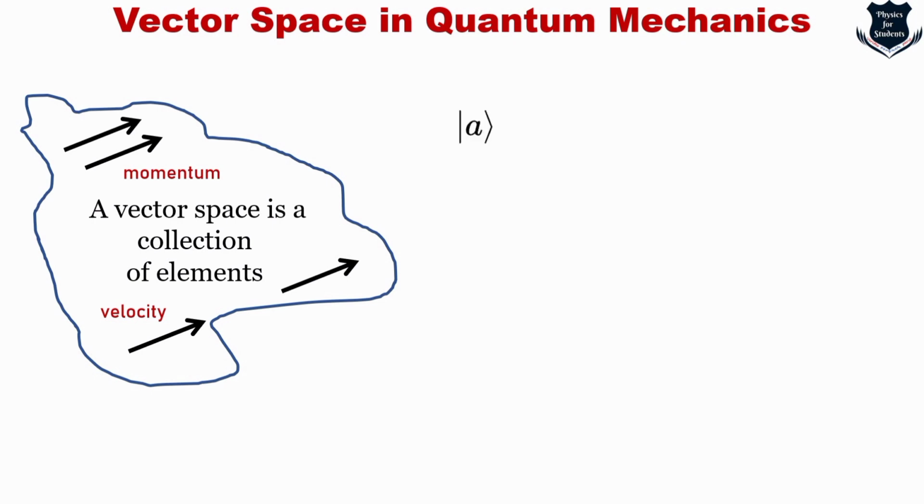Now we will use this notation to indicate a vector with a label A, and this is called the ket notation. Don't worry about bra and ket. These will require a separate video, and I am in the process of making one on the notation. These are called Dirac notation, invented by Paul Adrien Maurice Dirac.